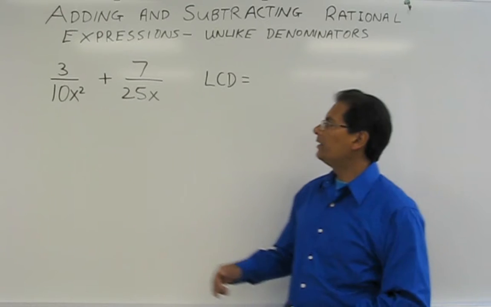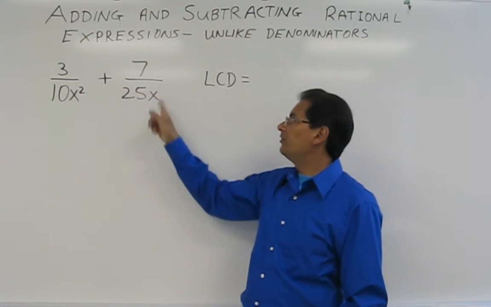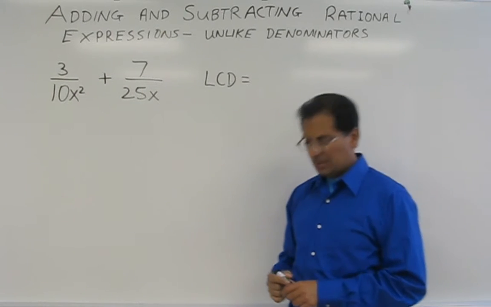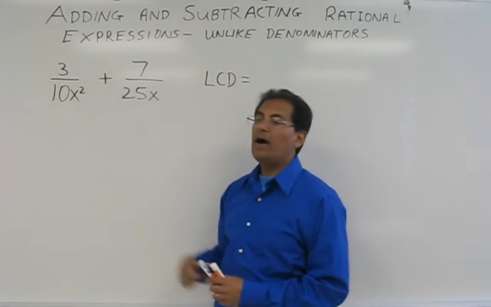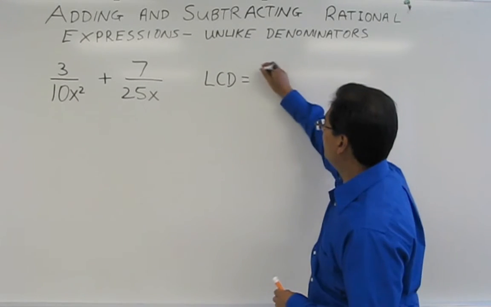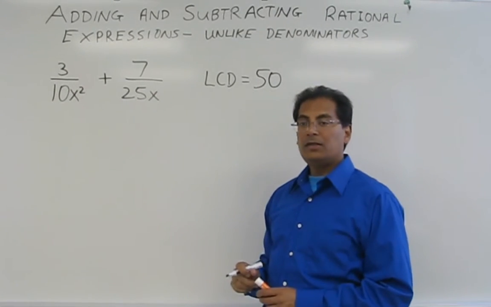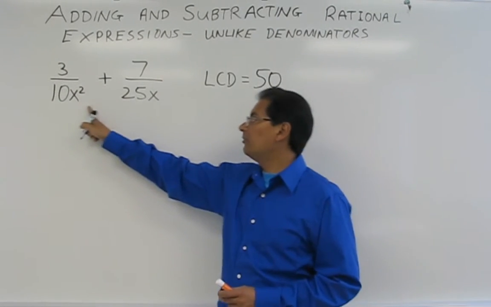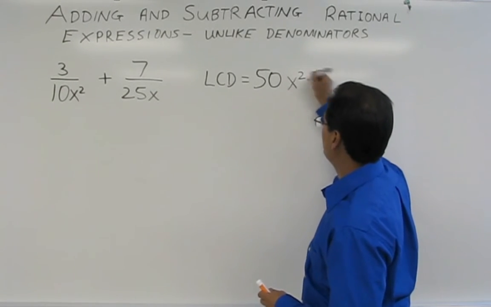Here we're asked to add two rational expressions, 3 divided by 10x squared plus 7 divided by 25x. The first step is to find the LCD. We look at 10 and 25, and the lowest common denominator for 10 and 25 is actually 50. And we look at x squared and x, and the lowest common denominator for these is the highest power on that variable, which would be x squared.